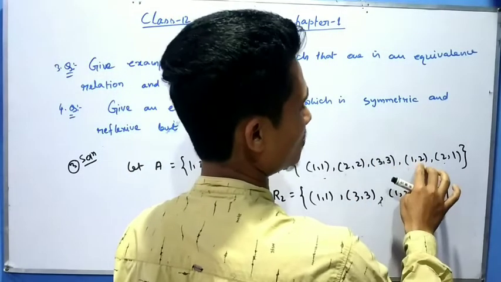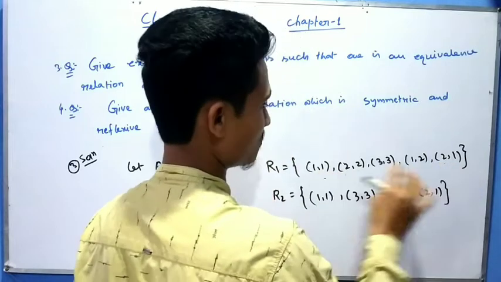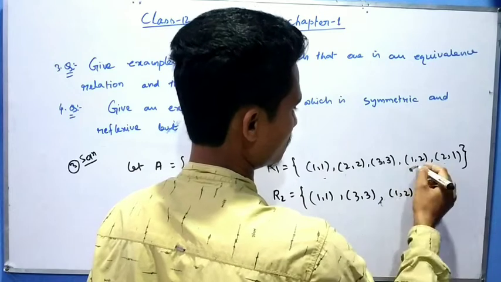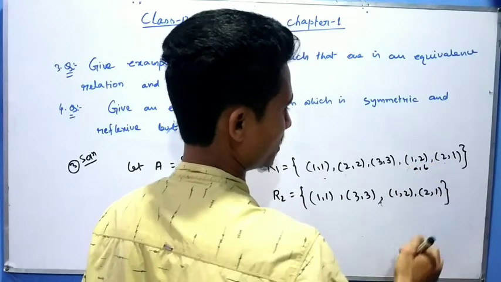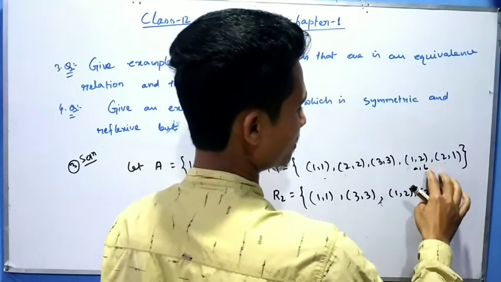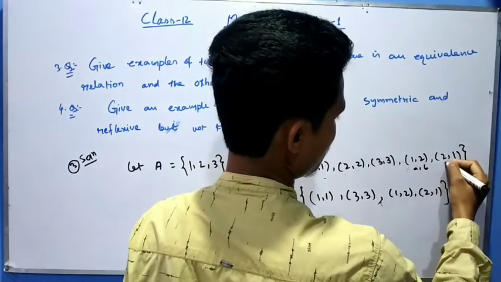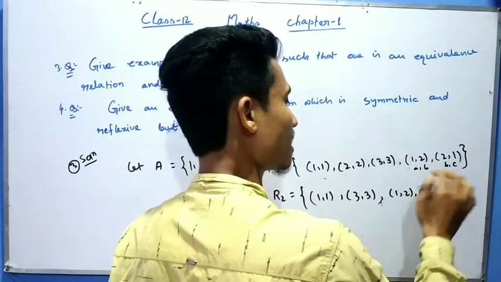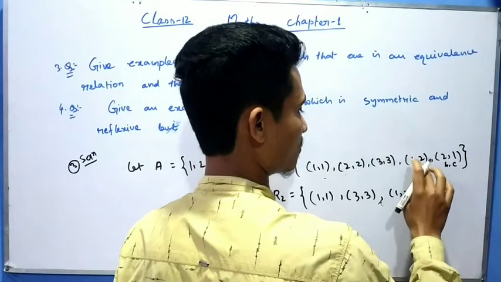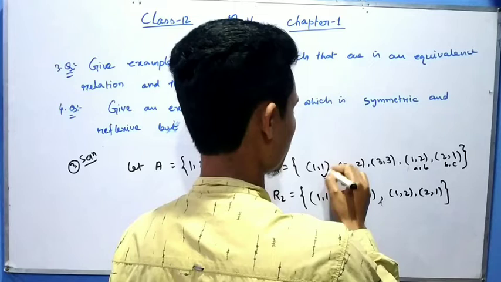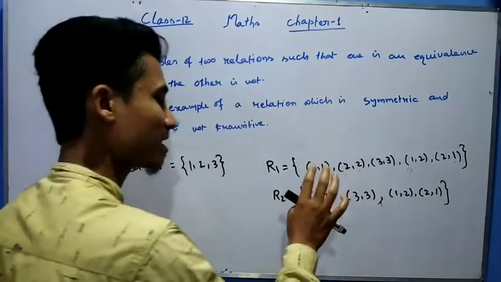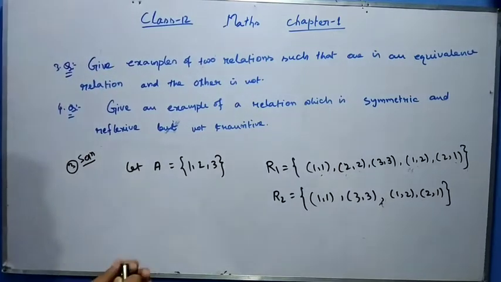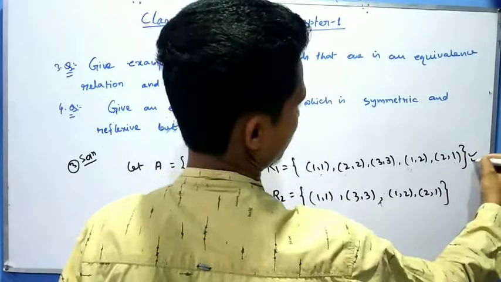Next is 1,2. 1, something is there. 1,2 and 1,1. This is our 1,2, AB. And next should be B,1, BC. So this is our BC. Then now whether AC is there or not. AC means 1,1. Yes, it is there. We have seen R1 is reflexive, symmetric and transitive. So it is an equivalence relation. This is the example.